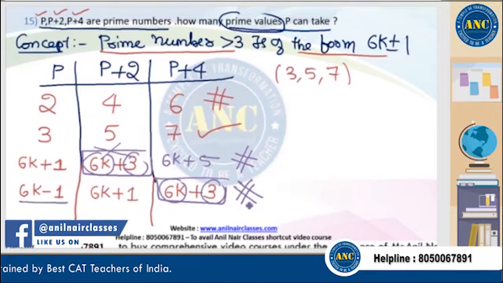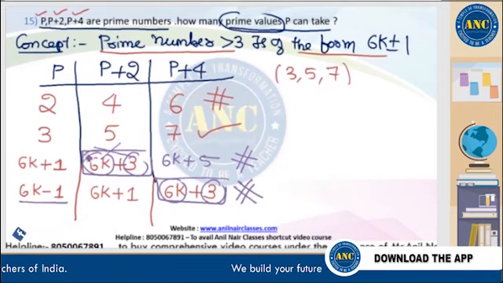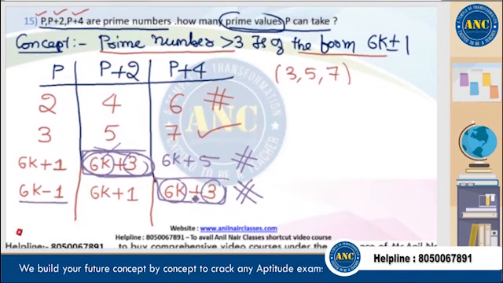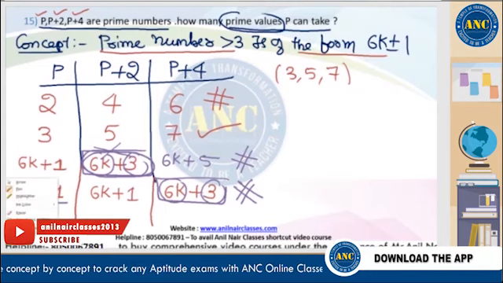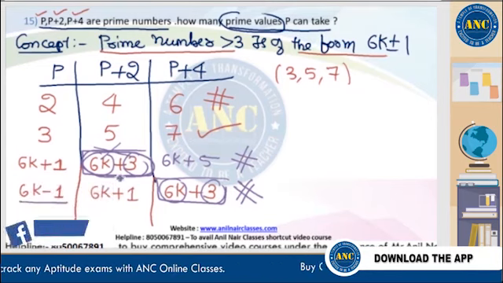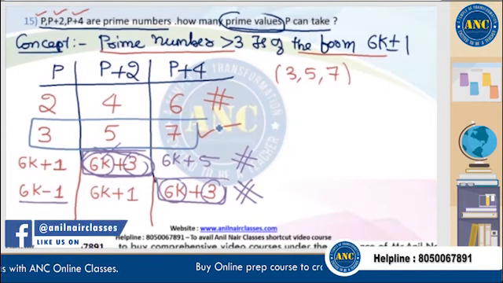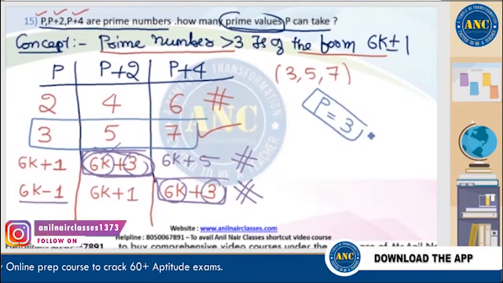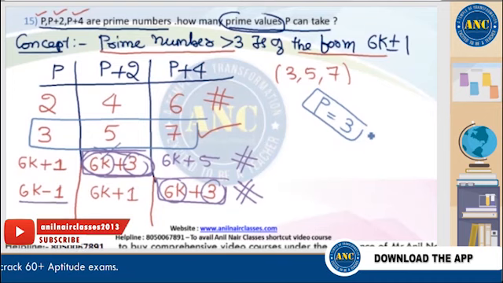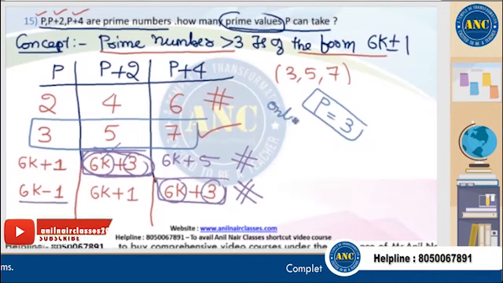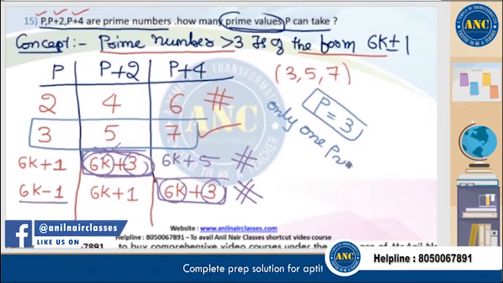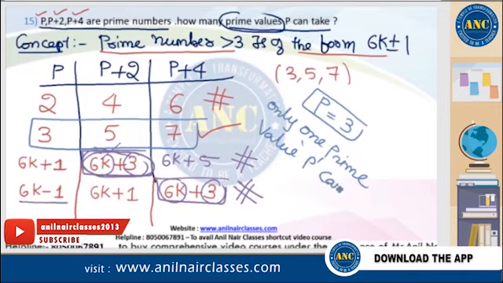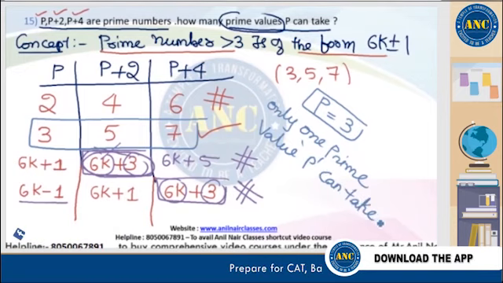Why? Because all three should be prime numbers. Any number which is divisible by 3 other than 3 is a composite number. Here it is becoming composite, and here it is becoming composite. So the only value where all three are prime numbers is when P is 3: 3, 3 plus 2, 3 plus 4. So how many prime values can P take? Only one prime value, and the value of P is 3.